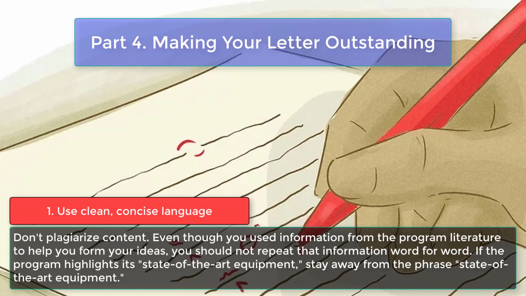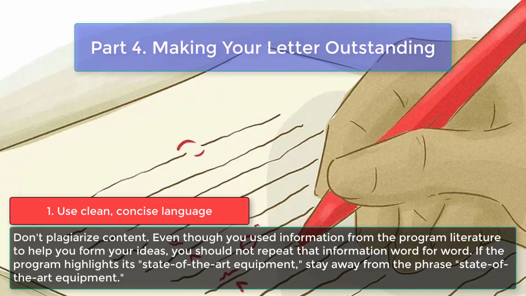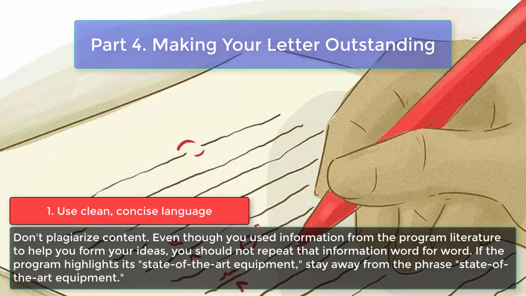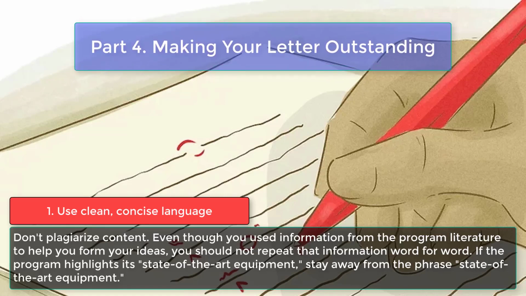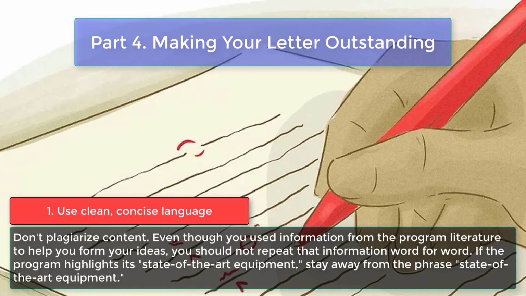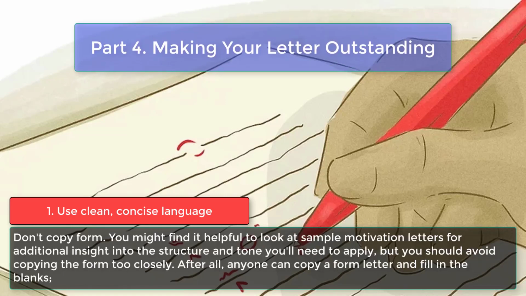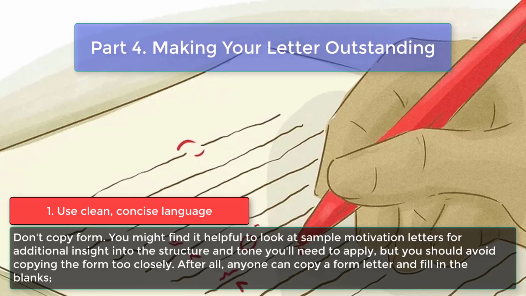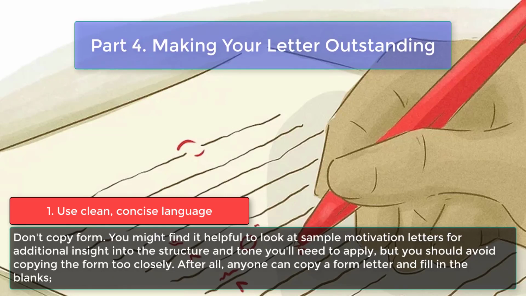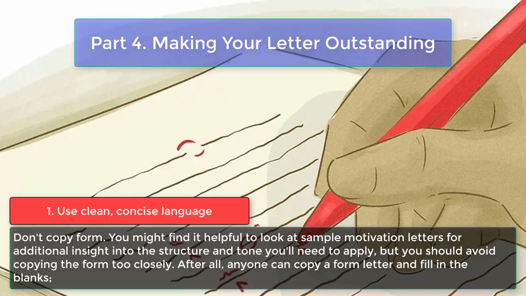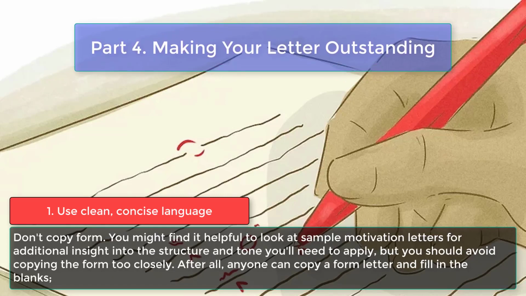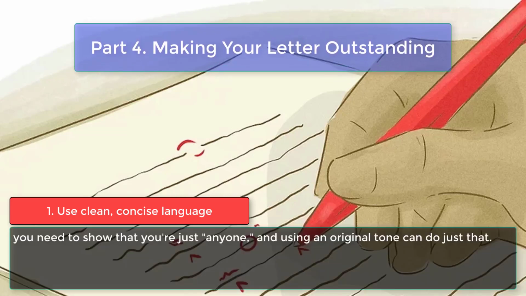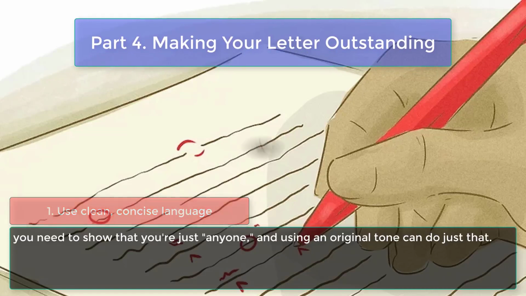Don't plagiarize content. Even though you used information from the program literature to help you form your ideas, you should not repeat that information word for word. If the program highlights its state-of-the-art equipment, stay away from the phrase state-of-the-art equipment, don't copy form. You might find it helpful to look at sample motivation letters for additional insight into the structure and tone you'll need to apply, but you should avoid copying the form too closely. After all, anyone can copy a form letter and fill in the blanks. You need to show that you're not just anyone, and using an original tone can do just that.